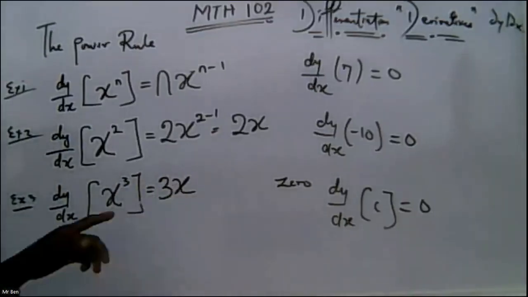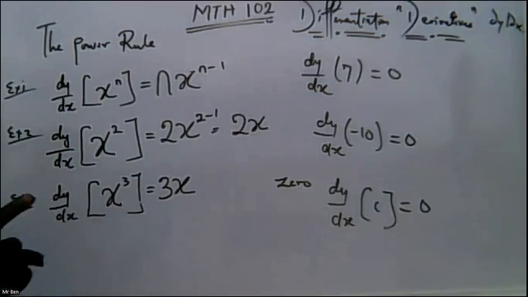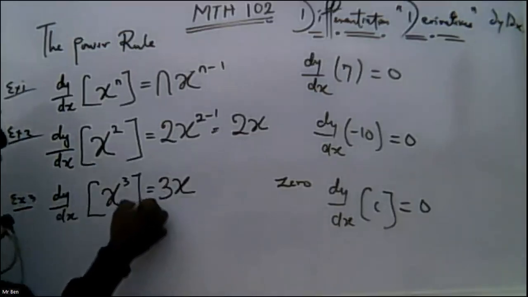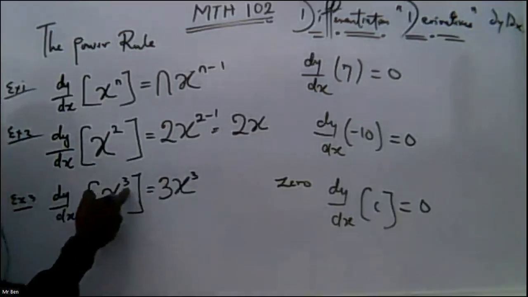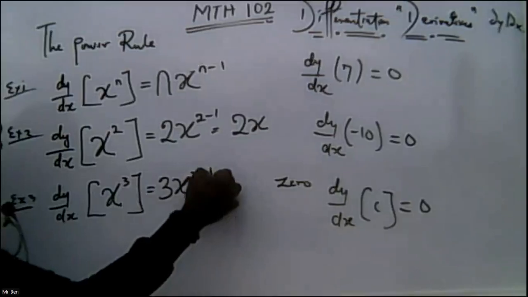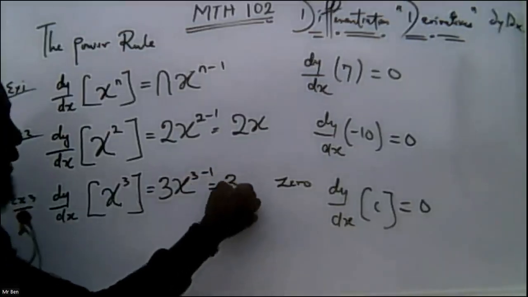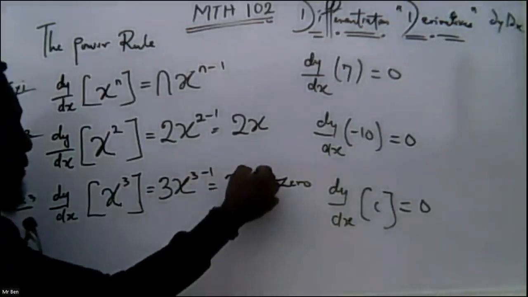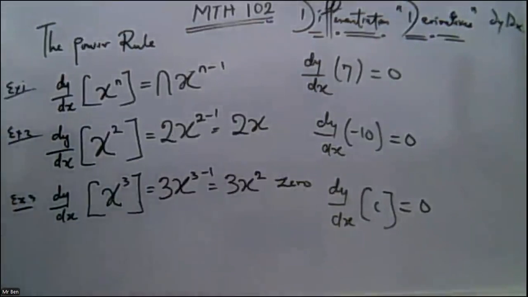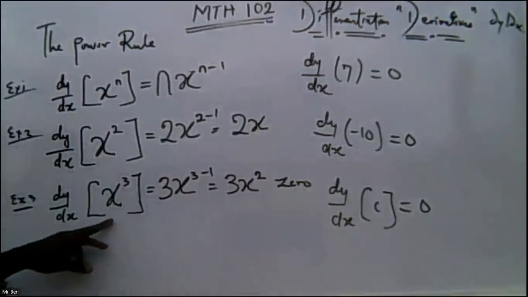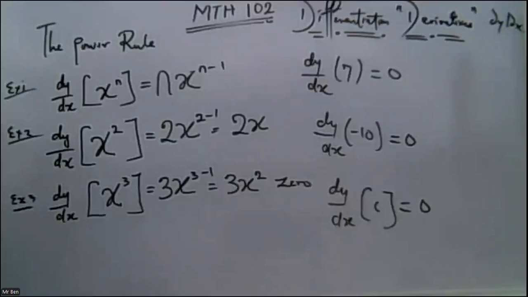Then you are going to subtract 1 from the exponent. That's why we call it times and take. Subtract 1 from the exponent. The exponent is 3, so the power minus 1 will give us 3x raised to power 2. We have successfully differentiated this term. That is the method we use in differentiation. As simple as that.